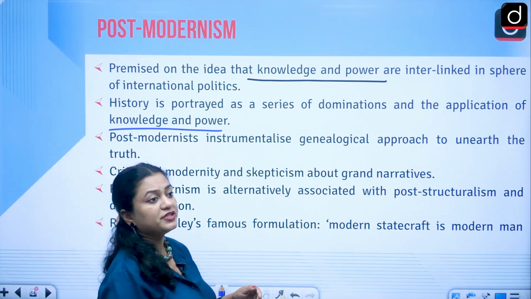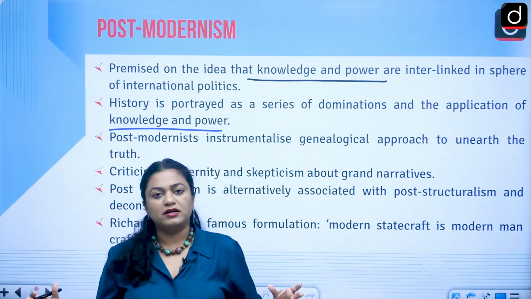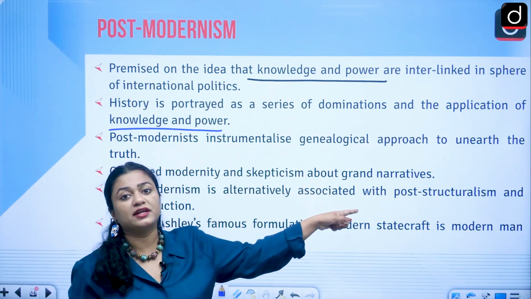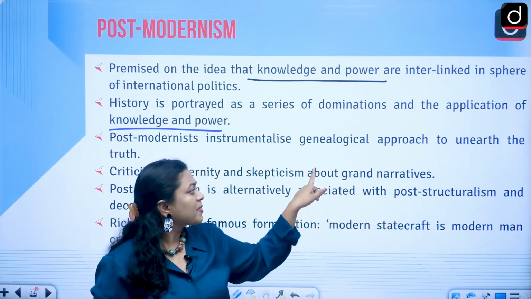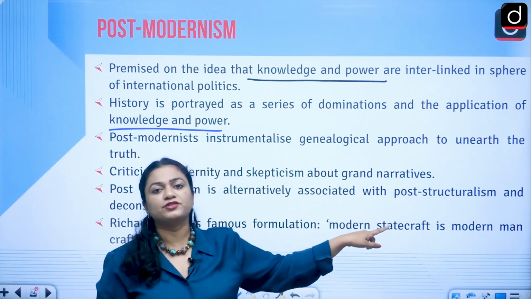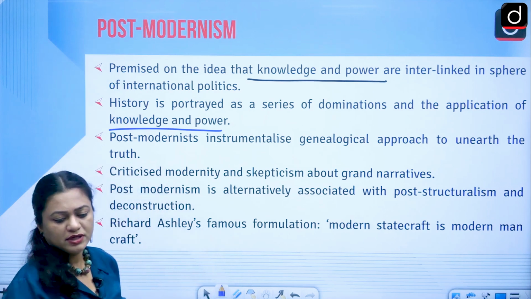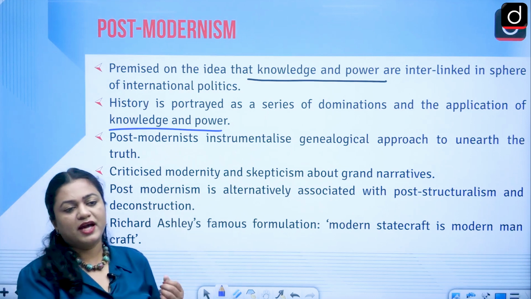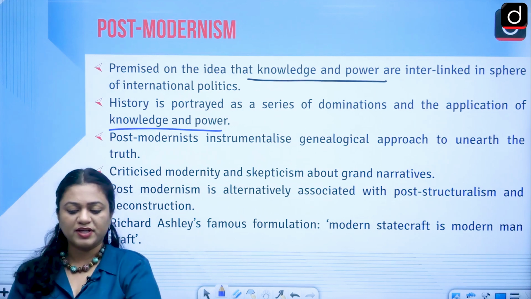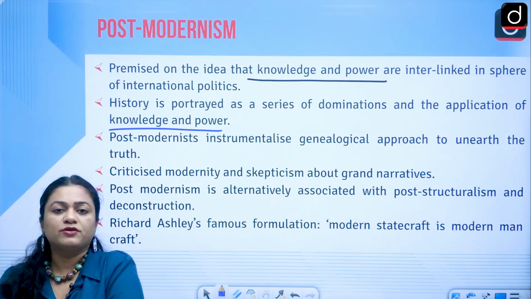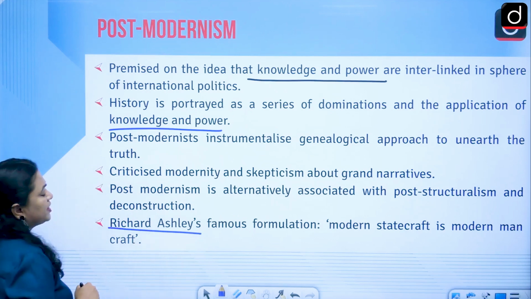Certain theories try to create a hegemonic influence. Postmodernists question such grand narratives. They say there is a high possibility that the claims can be false as well, that you can find some hidden truth, or that there can be micro narratives. They have employed deconstruction, double reading and these ideas. They are of the opinion that modern statecraft is modern mancraft. This was an idea by Richard Ashley, a very eminent postmodernist thinker.